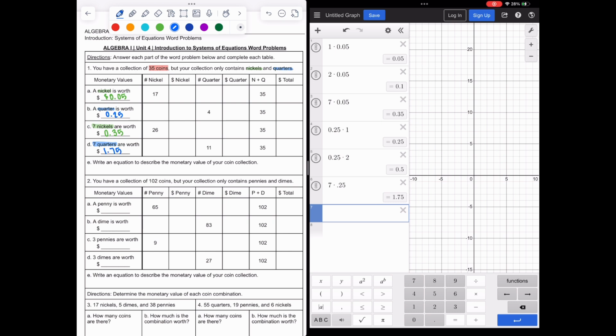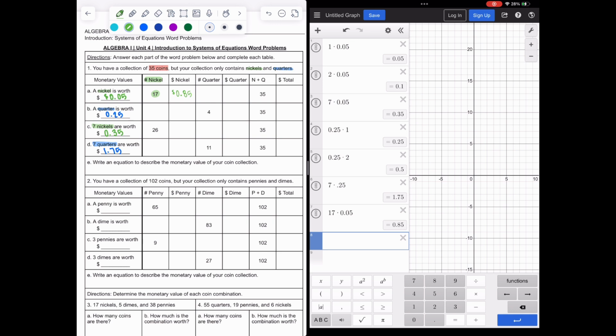The reason that this is helpful is because now you have an idea going forward of how you're going to find the total of each of these coin combinations. You're going to find the number of nickels and multiply that by how much a nickel is worth, and then the number of quarters and multiply that by how much a quarter is worth. In the first row here, we're told that there are 17 nickels. We know that there are 35 total coins, but first, if I know there are 17 nickels, I can multiply 17 by the value of a nickel, and that tells me that those 17 nickels are worth 85 cents.